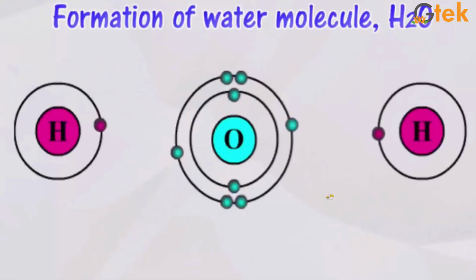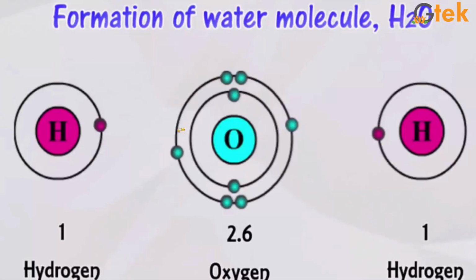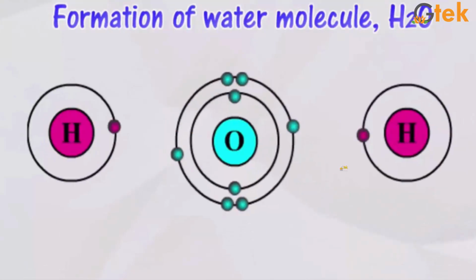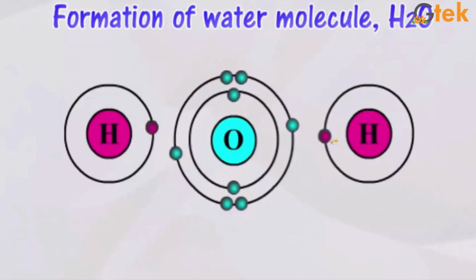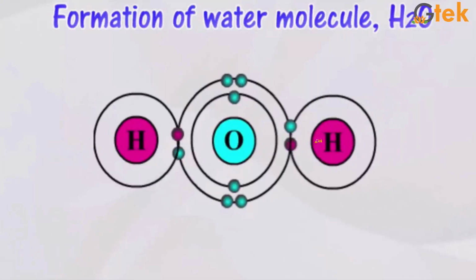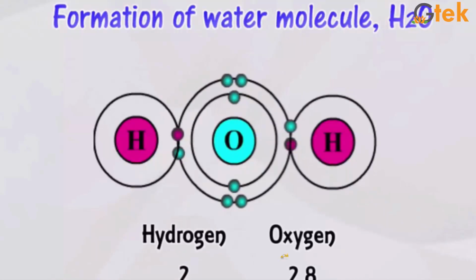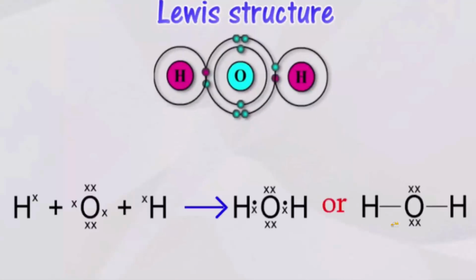Formation of a water molecule. Obviously oxygen needs 2 electrons to complete 8. It is 2:6 and I need 2:8. Each hydrogen needs 1, so they are forming bonds. Now oxygen has 8 and each hydrogen has 2. Good, so everyone is happy now. And this is the Lewis structure for this one.